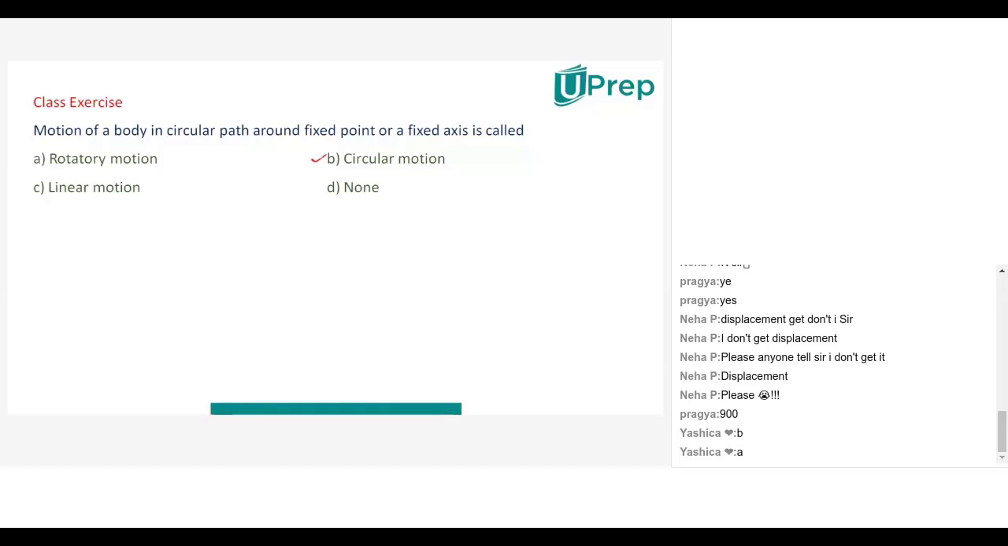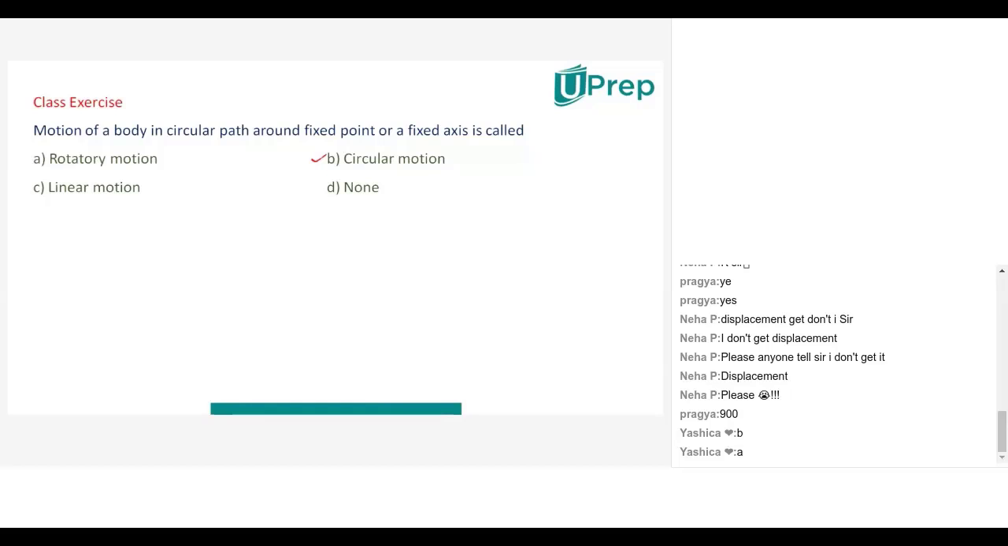Fixed axis will be there for a circular motion also. It will move in a circular path, but the difference is the axis will not pass through the body in the case of circular motion. In rotatory motion, the axis passes through the body. That is the only change. So if an object is moving in a circular path, then it will be called circular motion only, not rotatory motion. Okay, Ishika. Okay, sir.